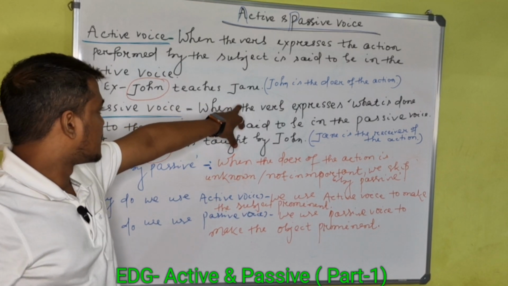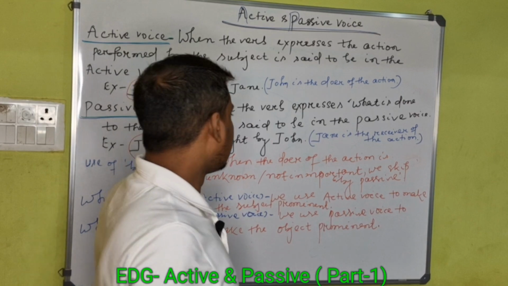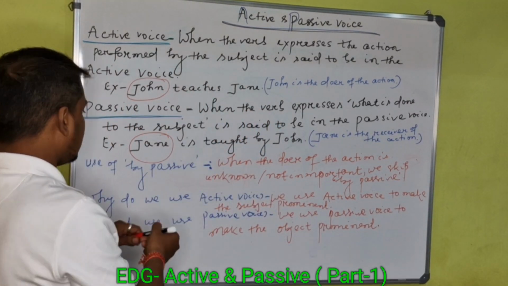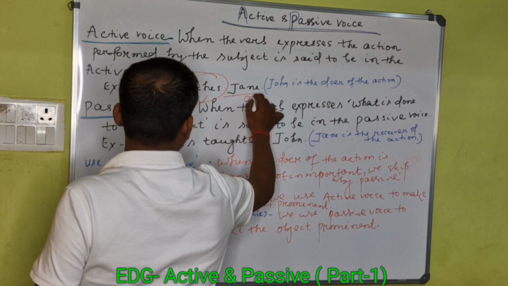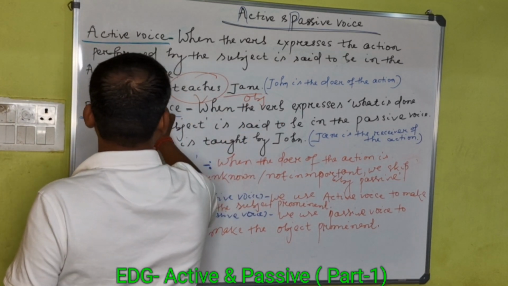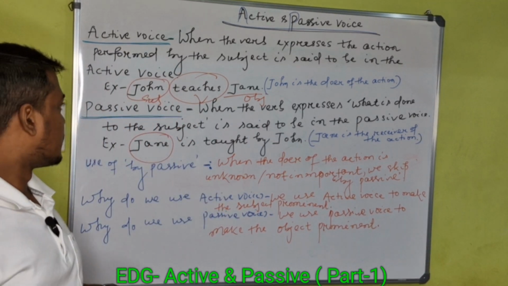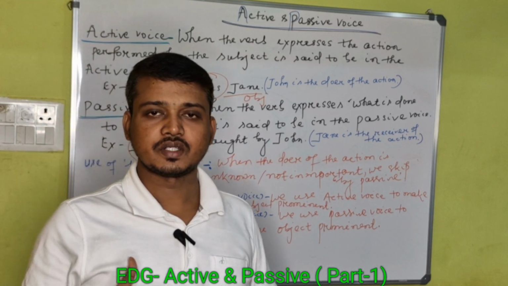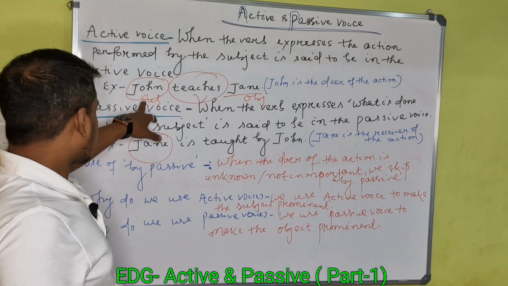John teaches Jane, and here, Jane is taught by John. This one is the subject. This, teaches, is the verb, and this one is the object. We'll discuss the basic parts of a sentence: subject, verb, object, complement. But let us know in the meantime what a subject is.